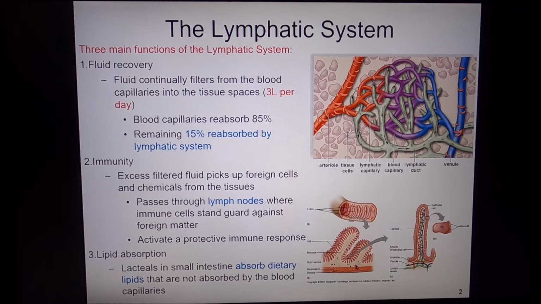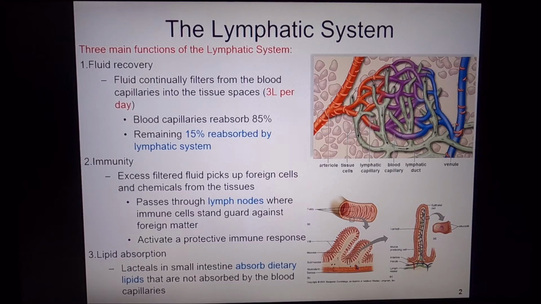As fluid that is picked up by the lymphatic system, say in your legs, is moving through the lymphatic vessels back towards the heart to be dumped back into the blood supply, this is a wonderful opportunity to check this fluid for potential pathogens, for potential damaged cells, for random proteins that aren't supposed to be there, for what have you. So you have an immune function that goes along with the lymphatic system.